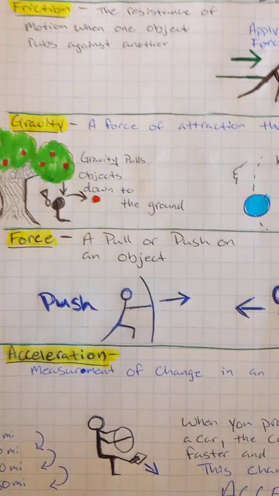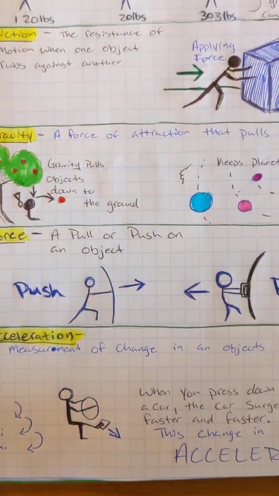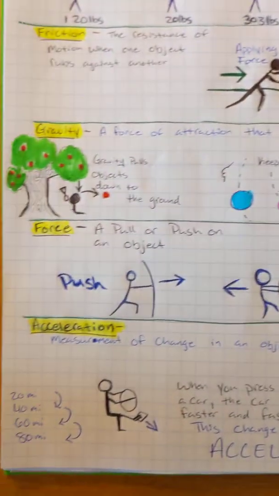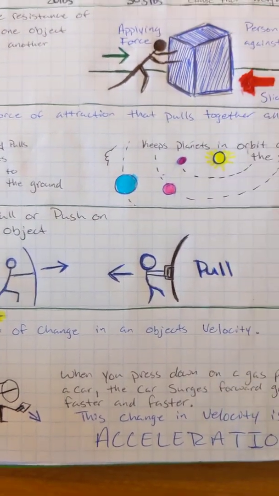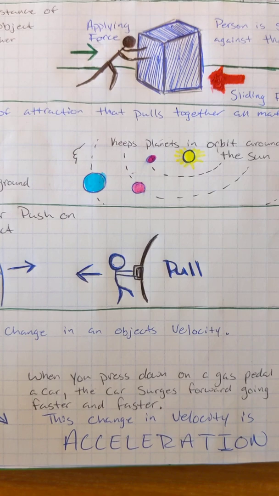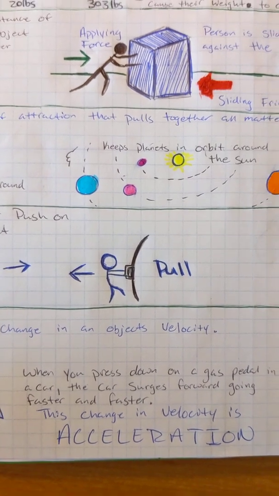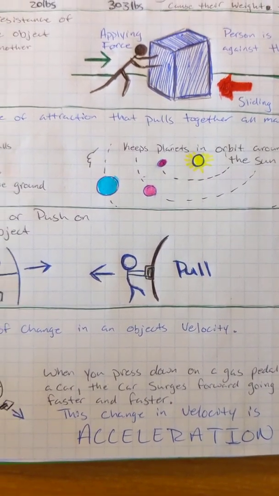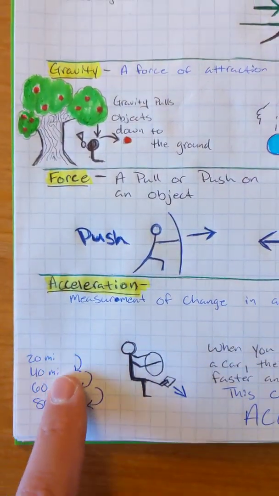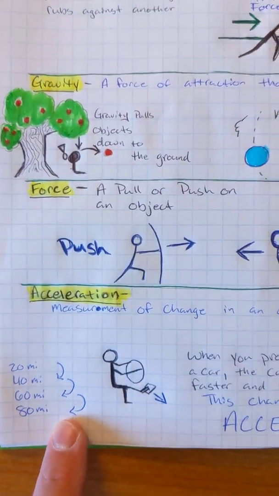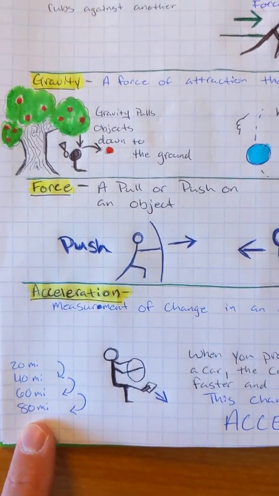So I put a picture of someone pushing a wall or a door and then someone pulling a door. Acceleration is the measurement of change in an object's velocity. So when you press down on the gas pedal of a car, then the car surges forward, going faster and faster and faster and faster. And that change, right? That change in velocity is what we call acceleration. So going from 20 to 40 to 60 to 80 miles.